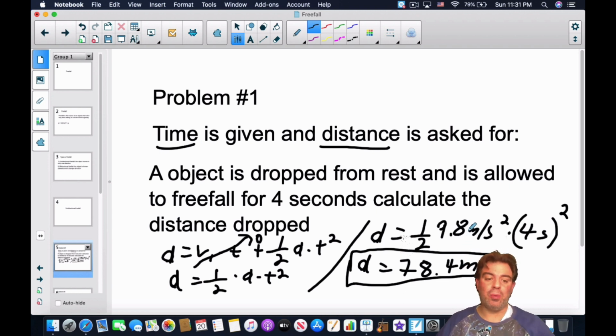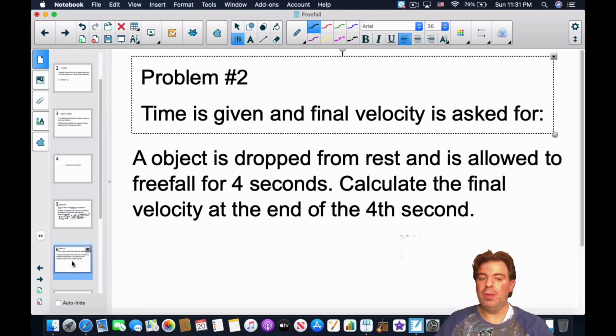So that is one type of problem they can ask us to do. Another type of problem is if time is given and final velocity is asked for. That case is very easy because we know the acceleration is 9.8 meters per second squared. So what does that mean? After every single second of free fall, the object is going to increase in velocity by 9.8 meters per second. At the end of the first second, it's going to be 9.8. At the end of the second second, it's going to be 19.6, and so on and so forth.